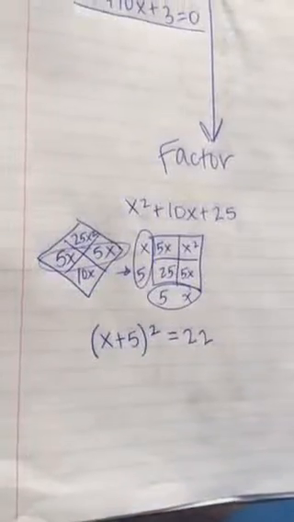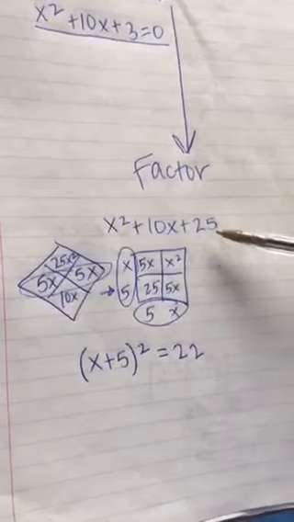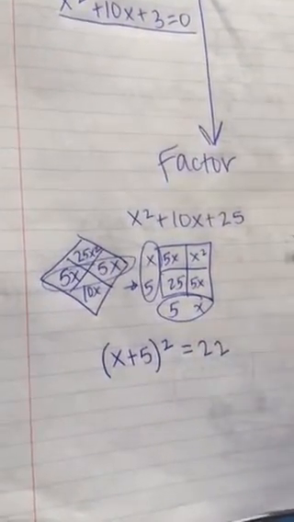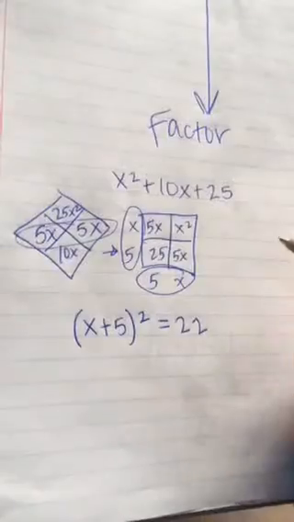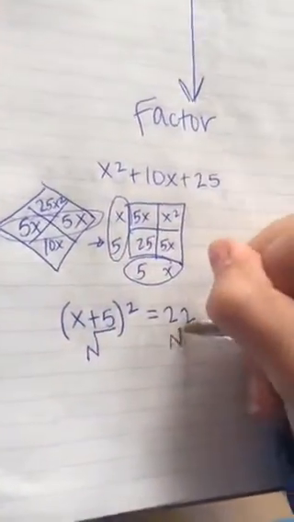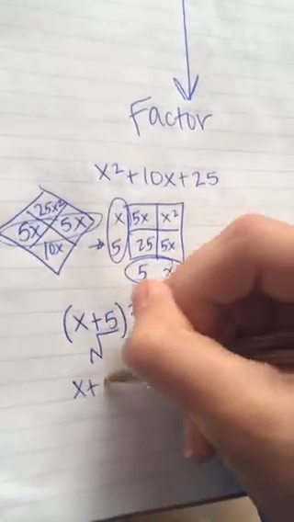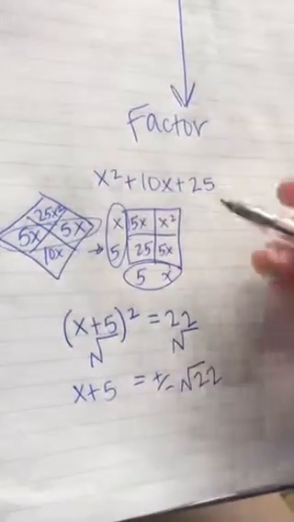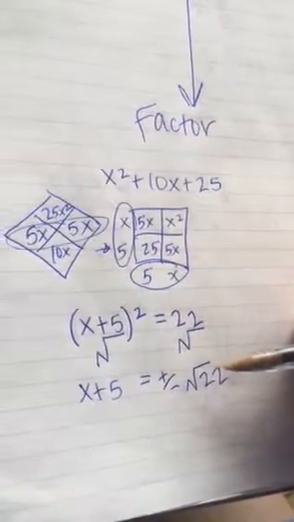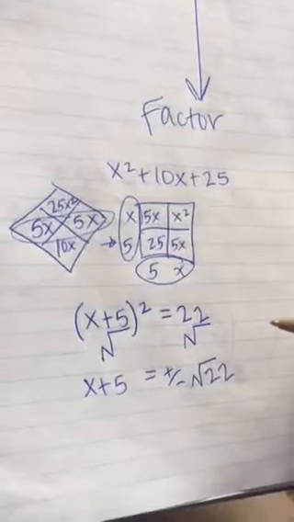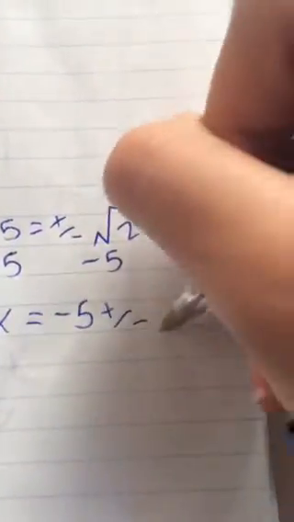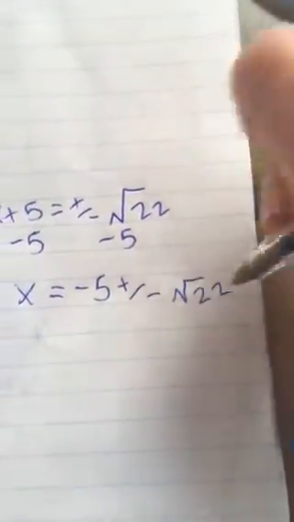The next step is to factor. So you factor this equation out, and you should get an end result of x plus 5 squared, and then you have to pull down the 22. Then you have to square root both sides of the equation, and then you're left with x plus 5 equals plus or minus the square root of 22, because you don't want to square root 22, because then you'll get some big irrational number. You're going to subtract 5 from each side, then you're left with x equals negative 5 plus or minus the square root of 22.